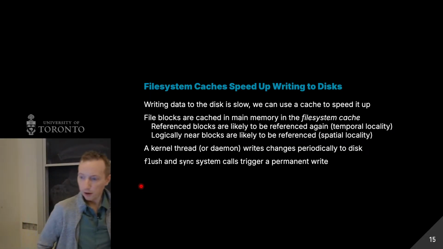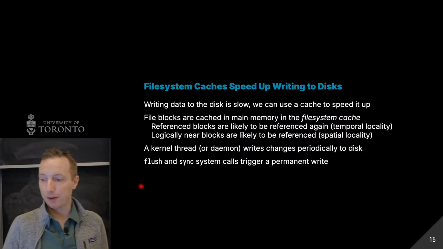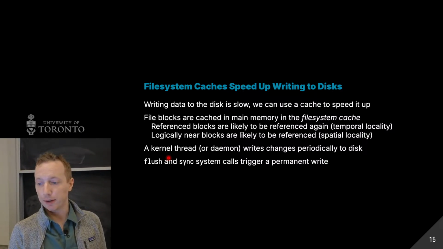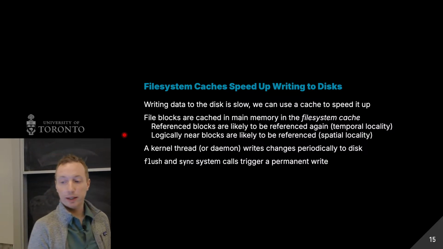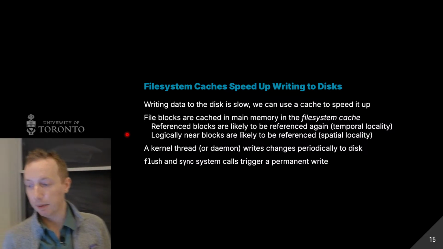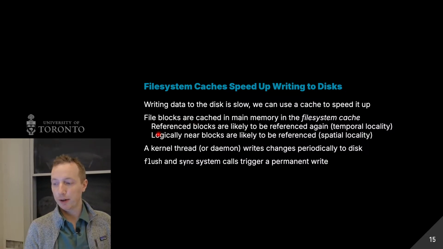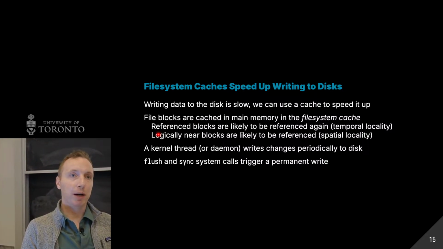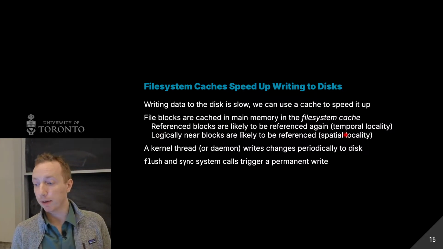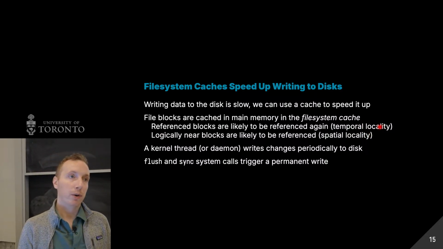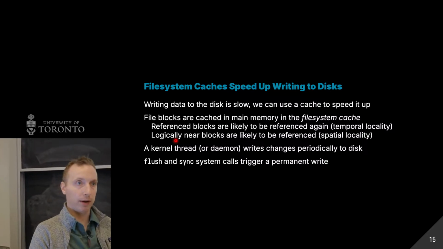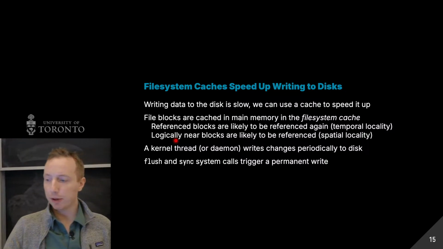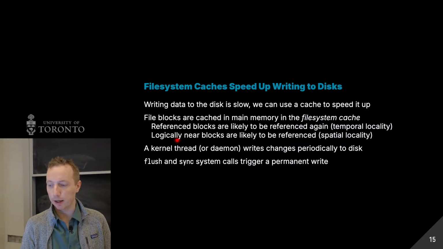So, other things we can do, we can have a file system cache to speed up writing to disk. Writing data to a disk is slow, so instead of writing it back out to disk, you can actually cache a file block in main memory. That's called a file system cache, because likely if you are modifying that block, you might modify it again. That's called temporal locality. Or I might preload the next sequential blocks, and that means spatial locality. If I'm accessing an array, it's likely I'm going to access the next element, so I should probably just load it in and cache it.